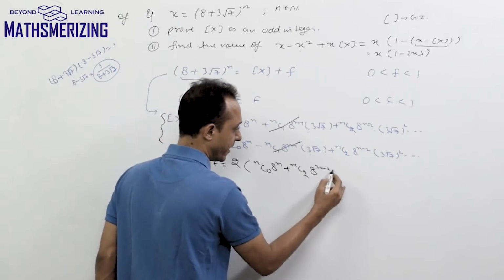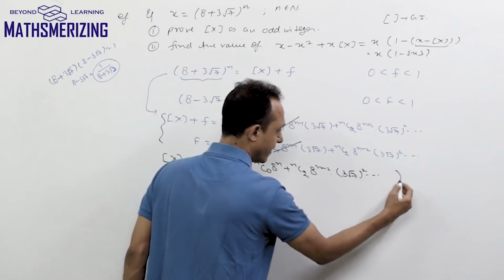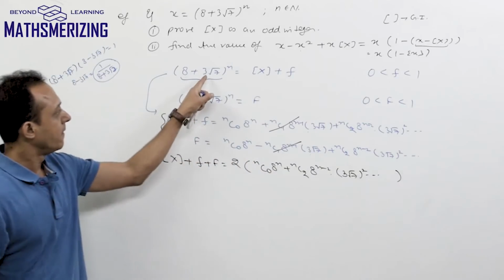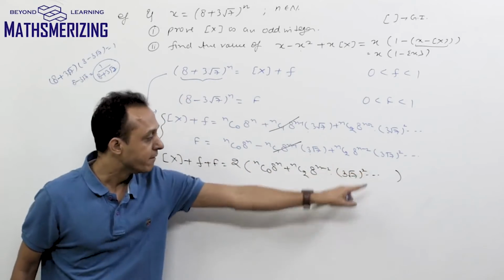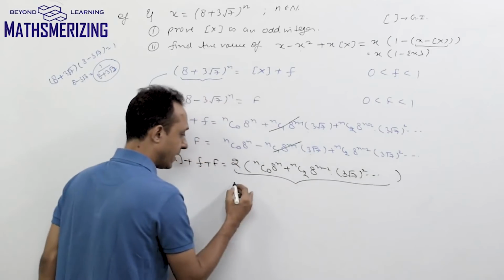nC2 a to the power n minus 2 into 3 under root 7 whole square. So whenever I have this irrational part, I'm having an even part. So this expression on the right hand side is nothing but an even integer.